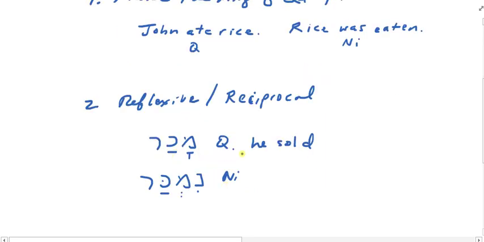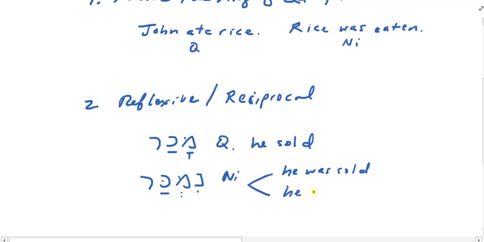Okay, so makar, qal perfect 3ms, he sold. Nimkar, that's a nifal perfect 3ms. There's actually a couple of possibilities, okay? Could this be passive? Just merely a passive idea? The answer is yes. So I could translate this as he was sold, right? If the context were clear enough, I could say something like Yosef nimkar. Joseph was sold, right? Because he didn't sell himself. Someone else sold him.